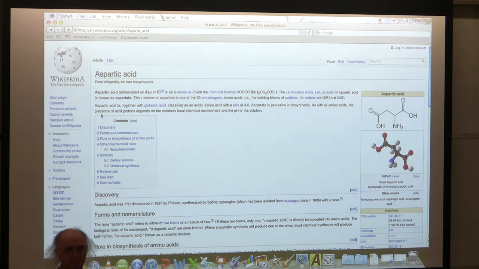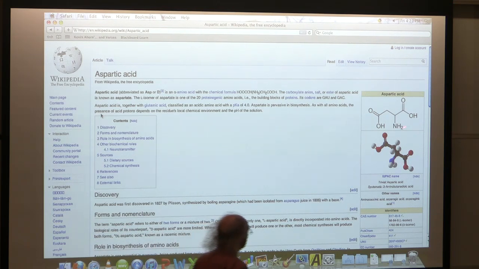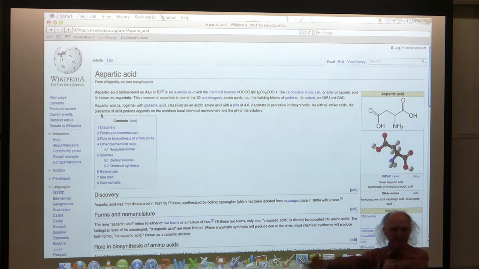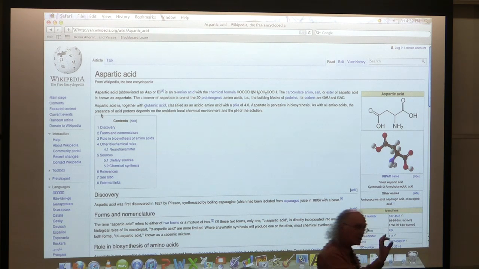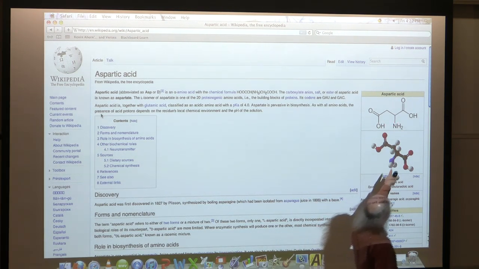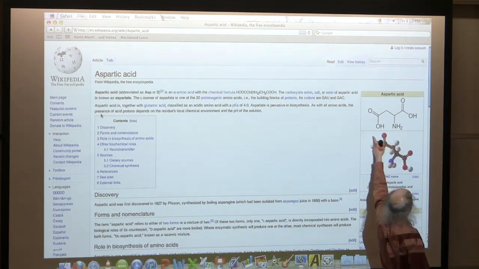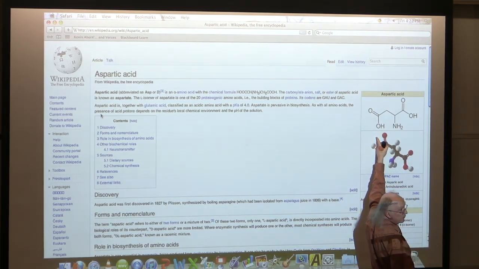Right? NH3 plus. When this guy loses its proton, it goes from a plus 1 to a 0. Notice the difference. This guy goes from NH3 to an NH2, goes from 1 to 0. This guy loses the proton, it goes from 0 to minus 1.